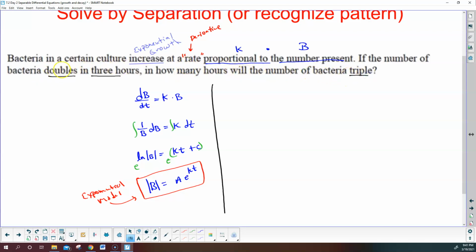So here they give us the initial amount. Now they say the amount of bacteria doubles in 3 hours. Well, let's think about that. If I don't know the amount that was there originally, so I'm going to leave this A as the initial amount.